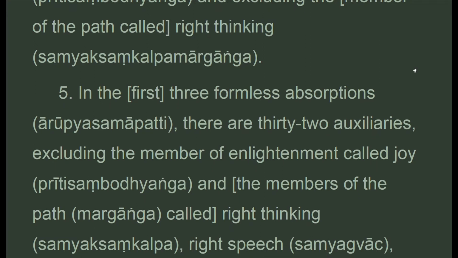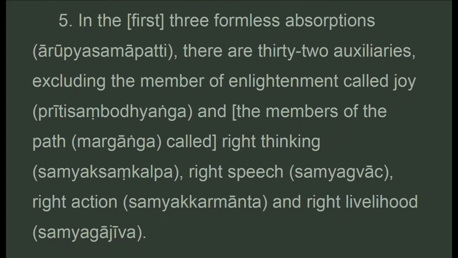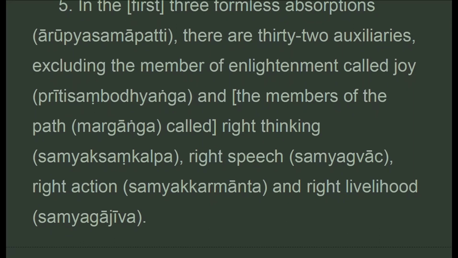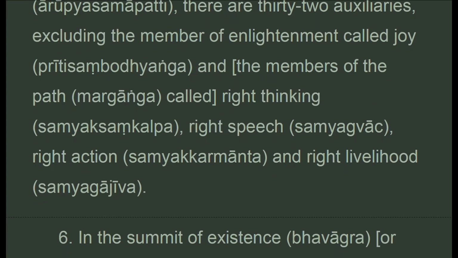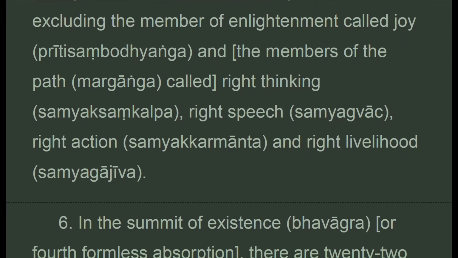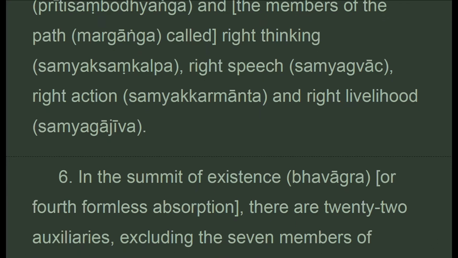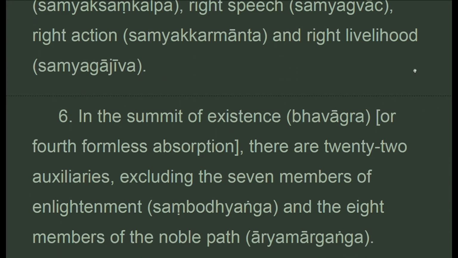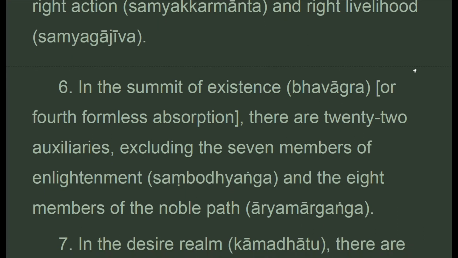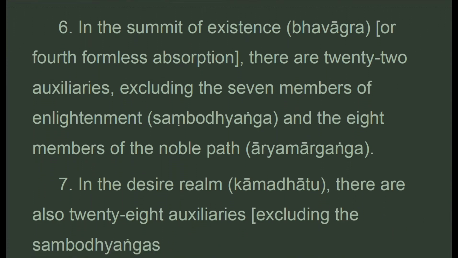5. In the first three formless absorptions, there are 32 auxiliaries, excluding the member of enlightenment called joy and the members of the path called right thinking, right speech, right action and right livelihood. 6. In the summit of existence or fourth formless absorption, there are 22 auxiliaries, excluding the 7 members of enlightenment and the 8 members of the noble path.